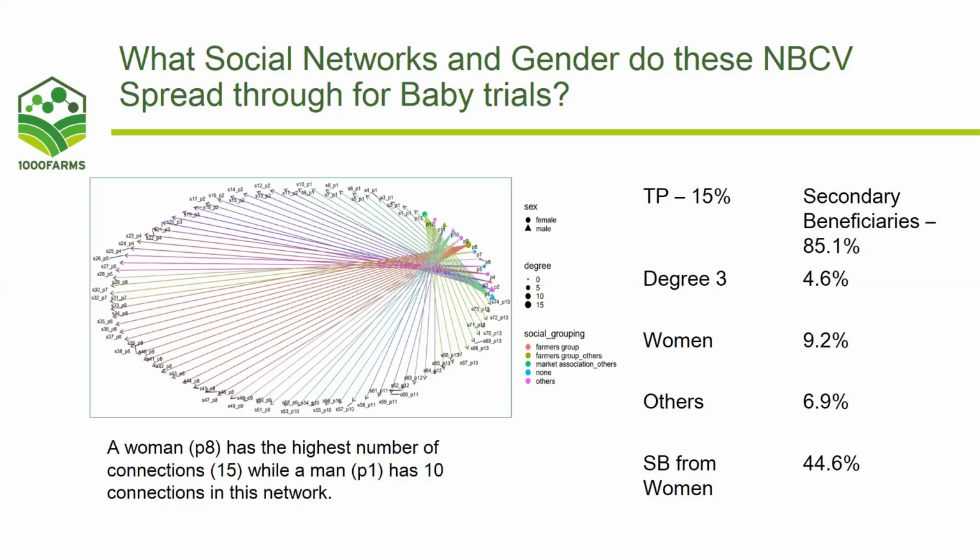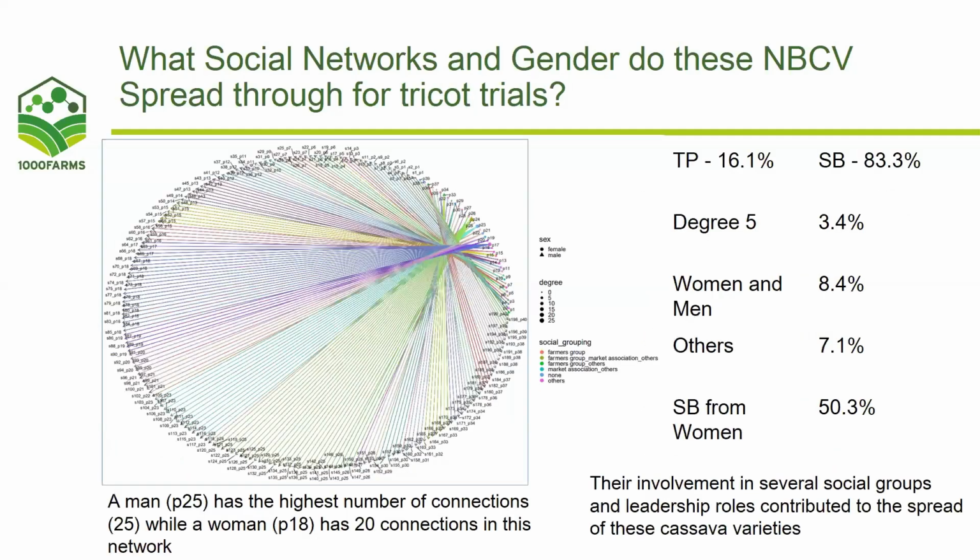The others comprise age groups, church groups, political groups, and the like. It was also noted in the result that those with about 3 connections were the most common among the secondary beneficiaries, at 85.1% in this network. Looking at the tricot, it was also noted that a man had the highest number of connections. This particular tricot participant gave these cassava varieties to about 25 secondary beneficiaries.